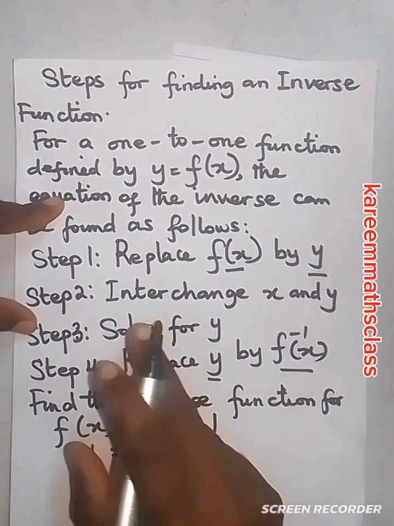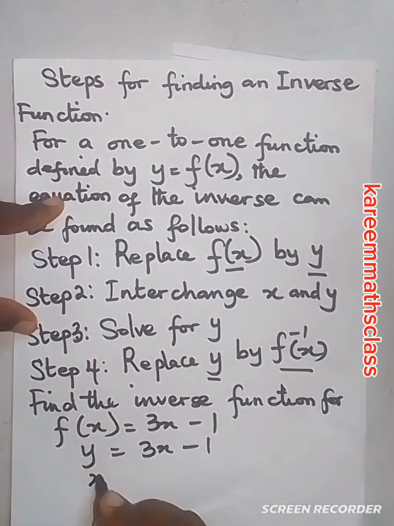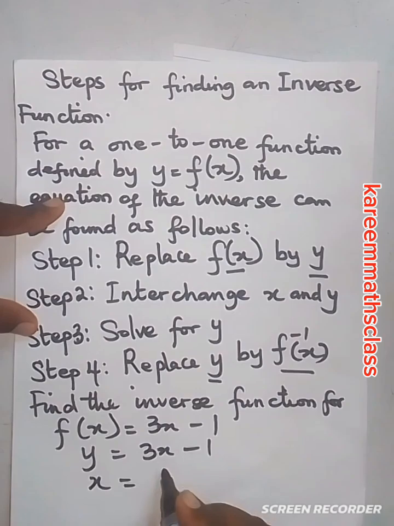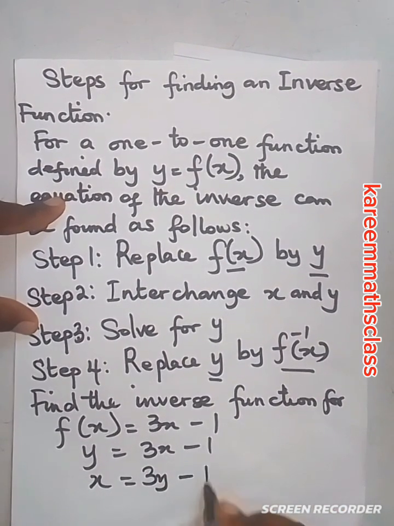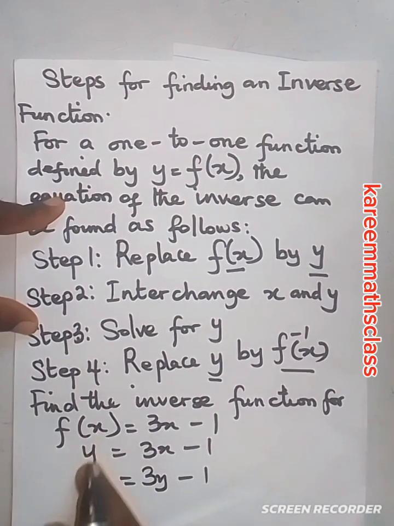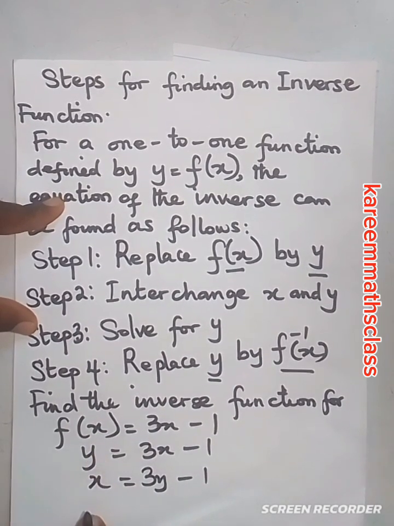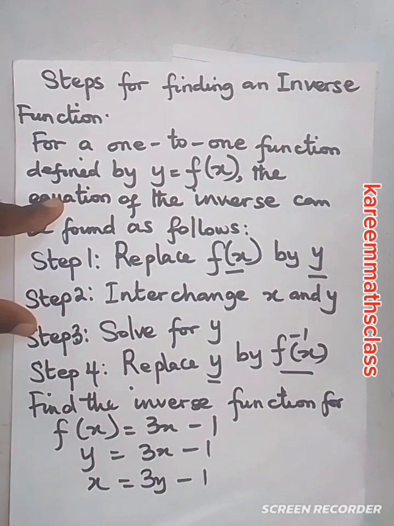Then the next one is we interchange x and y. So where we see y, we change it to x, and where we see x, we change it to y. So we are going to interchange. So we're going to have x equals 3y minus 1. Where you see x, you change it to y, and where you see y, you change it to x. I hope that is understood.